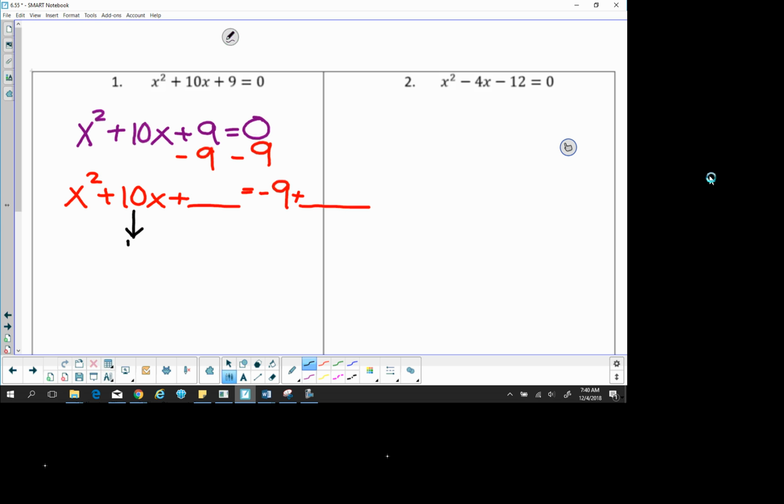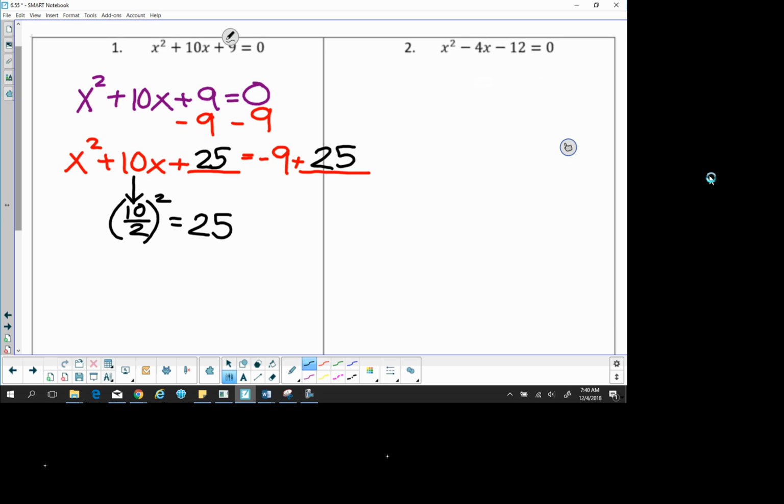Square 10. But before I square it, what do I do with 10? Break it in half. Then square it. So what's half of 10? 5, and 5 squared? 25. And then I add that to both sides of my equation. Then I turn it into the perfect little square. Well, you have to put the square. This one right here, you can just do it in your head, like half of 10. This is just me doing work out loud.